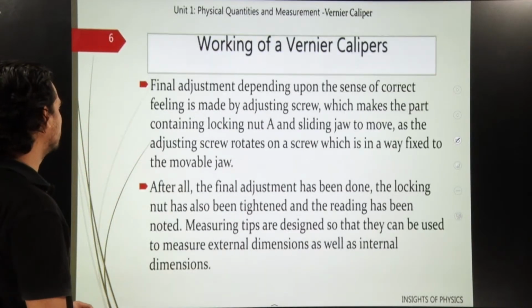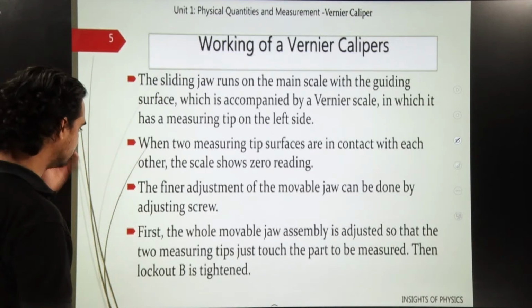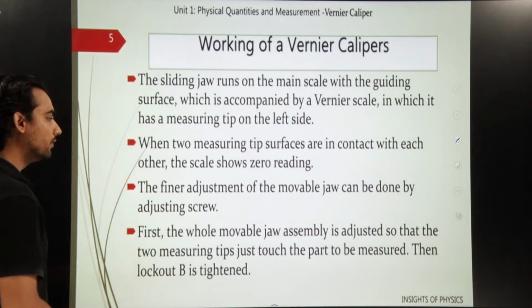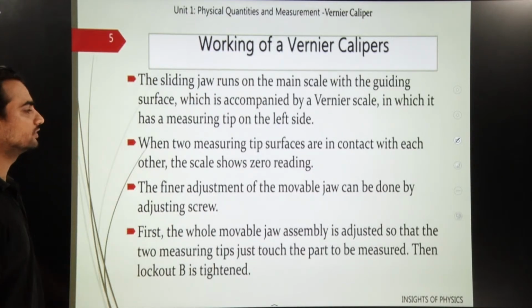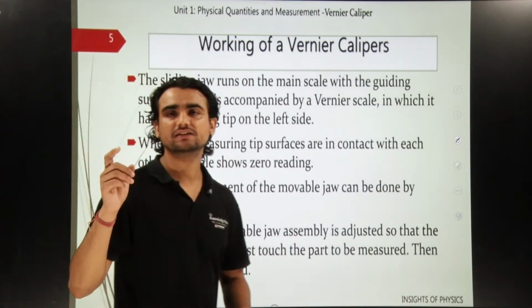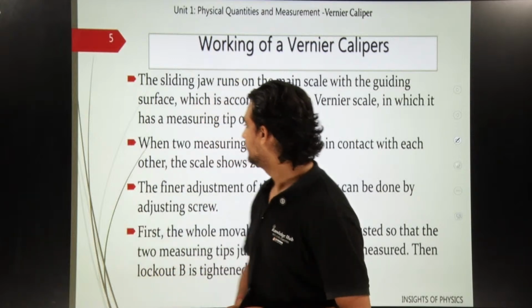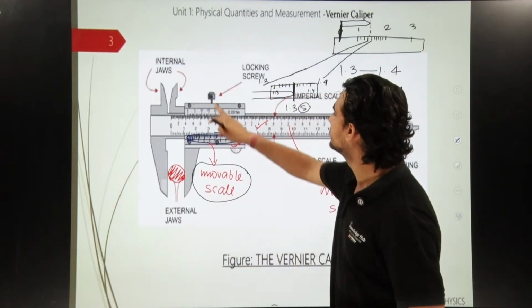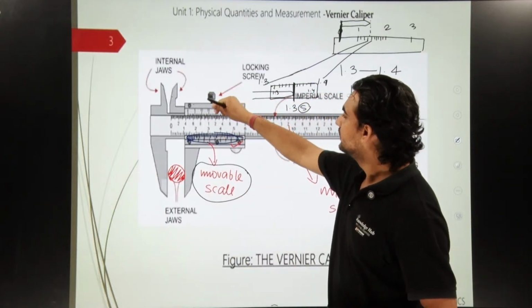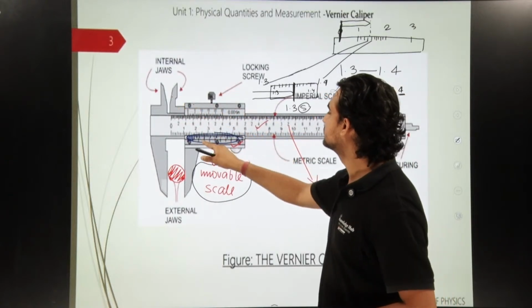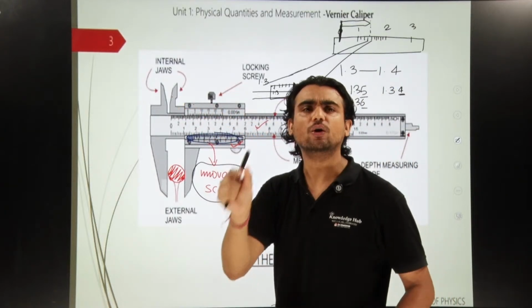Now, let's talk about the third sentence. The final adjustment of the movable scale can be done by the adjusting screw. So now if I have an adjusting screw also, with the help of that, if I turn this screw, what will happen? This scale will move forward by a very small distance.